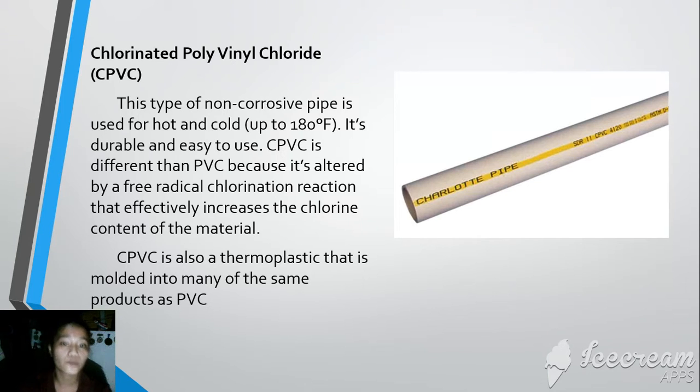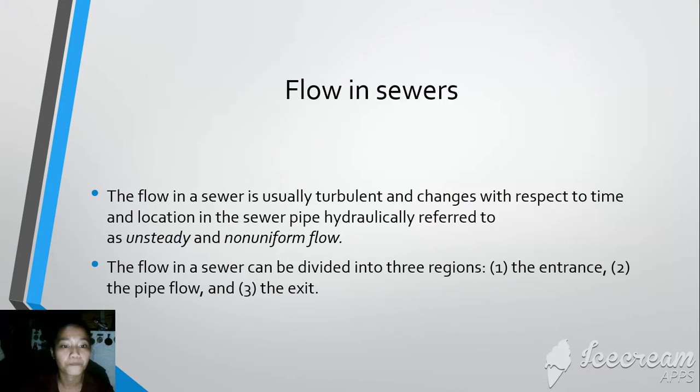So the difference between CPVC and PVC is that CPVC is altered by a free radical chlorination reaction that effectively increases the chlorine content of the material. So CPVC has more chlorine than PVC.